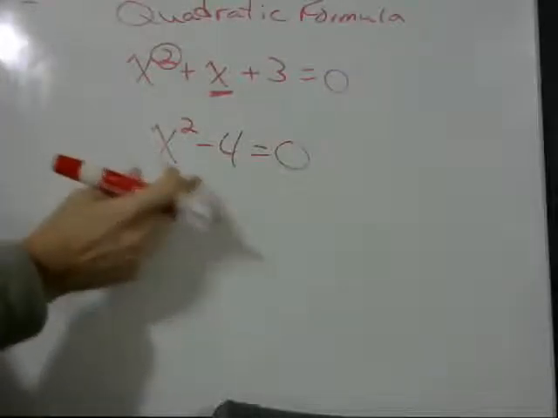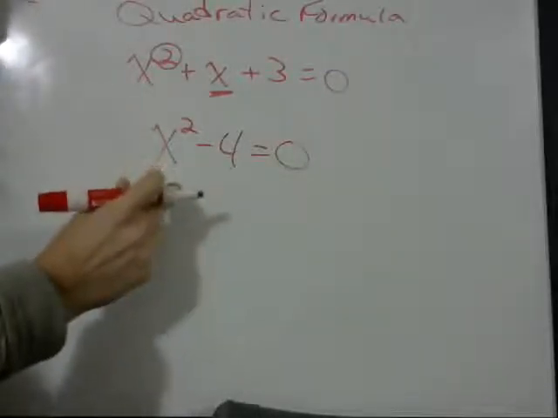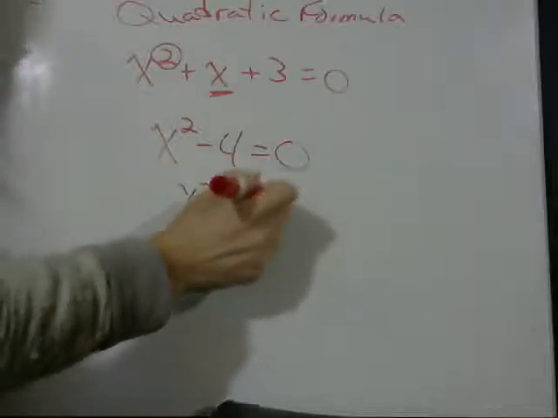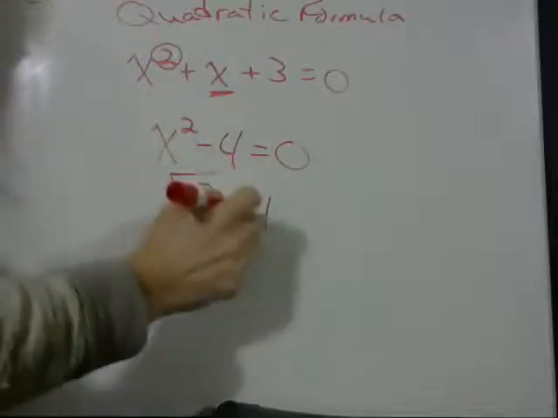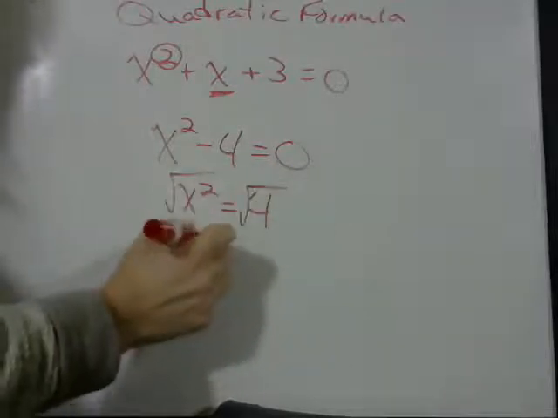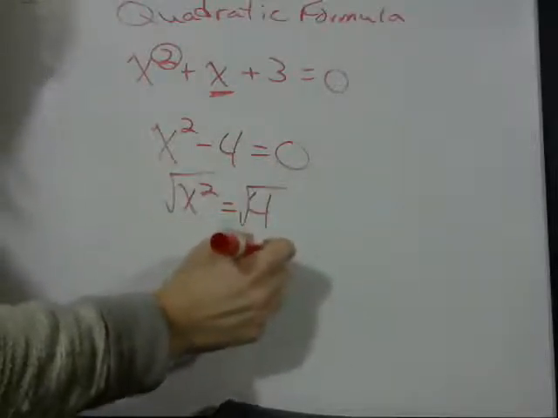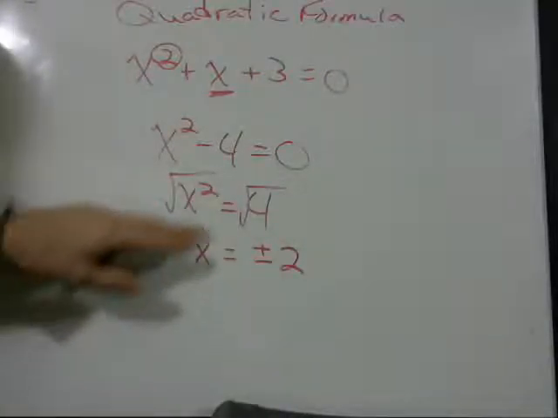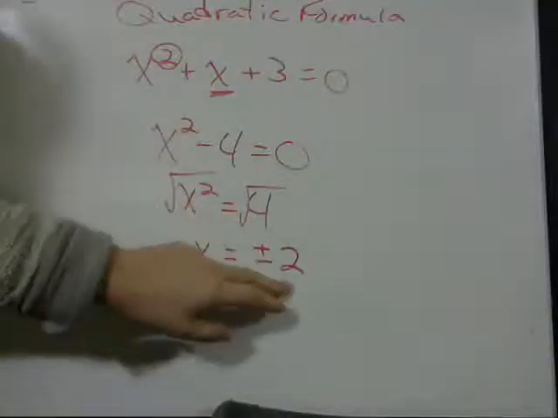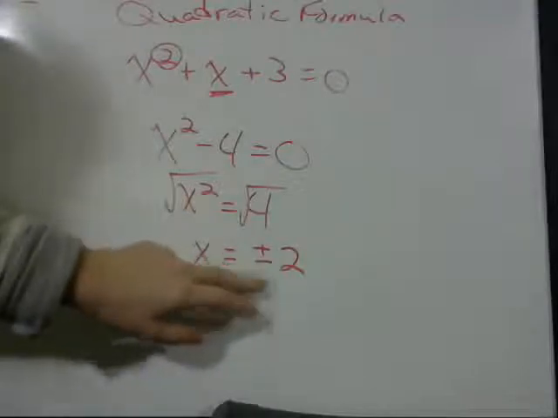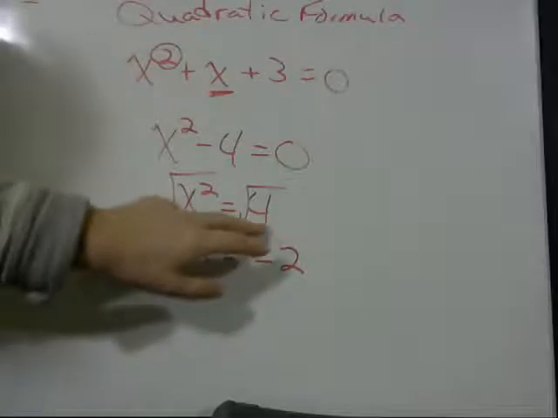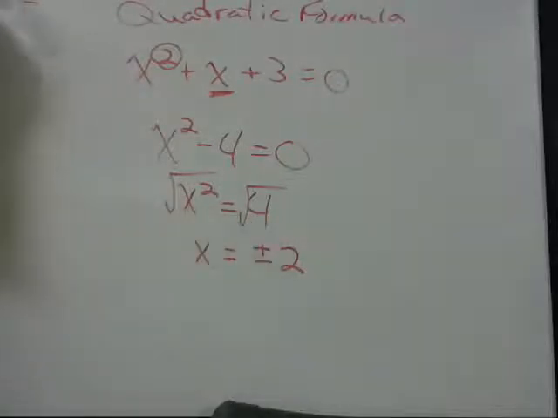How do we solve this? You can watch the algebra video because I don't want to go through it all now, but we would go x squared equals 4, you take the square root, so x equals plus or minus 2. Normally we say the square root of 4 is 2, but it can also be negative 2 because negative 2 times negative 2 is also 4. Two negatives make a positive.